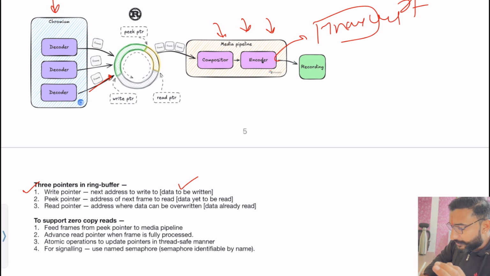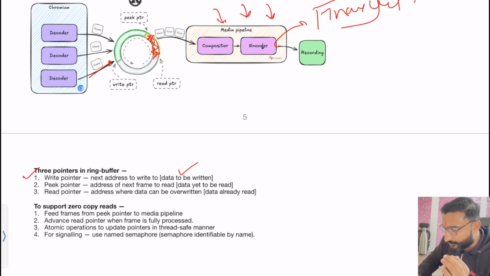Peek pointer, address of next frame to read. Okay, peek means basically looking, peeking. So this is where the media pipeline can look for data. This is the space in the ring buffer in which the data is yet to be read, the data which is to be read.